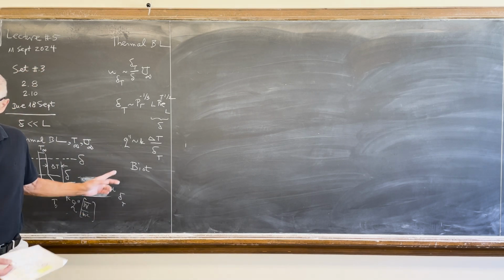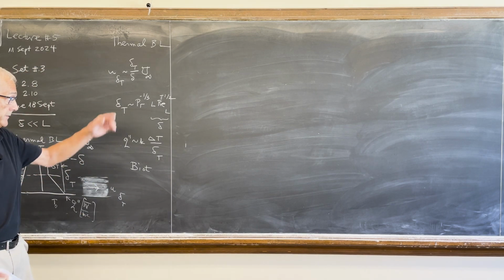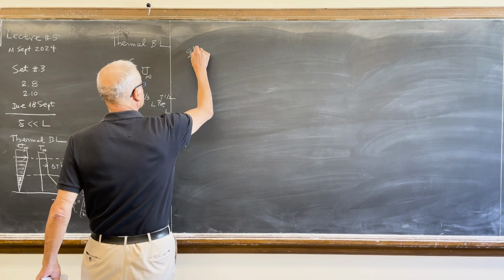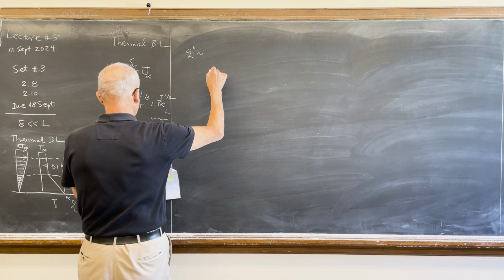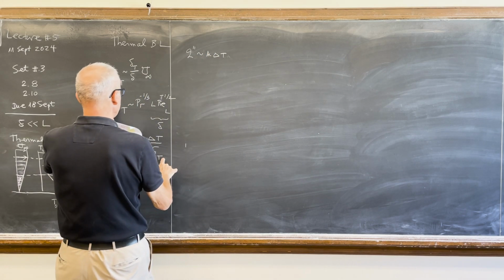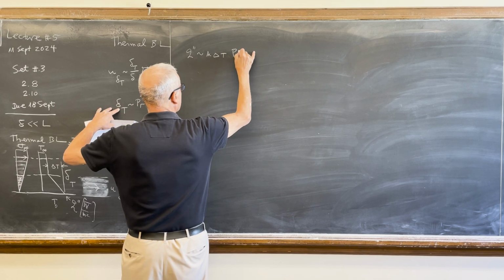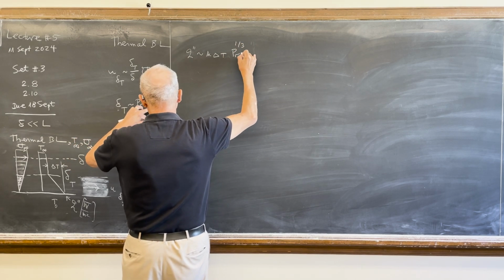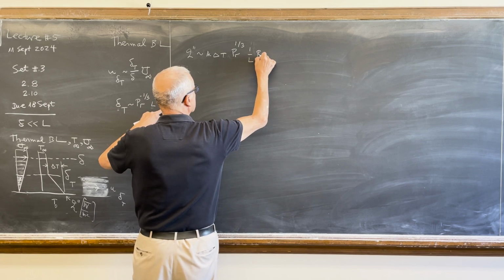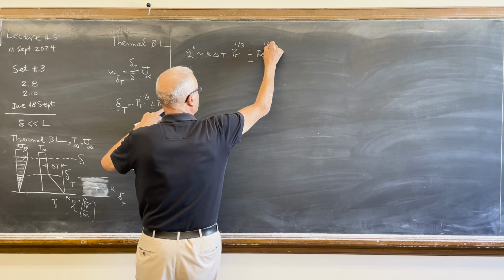What do you do with this? Obviously, you substitute everything that I wrote above. So heat flux, and then you say K delta T, and then the upside down of delta, which is Prandtl to 1/3, 1 over L, and then Reynolds to 1/2.